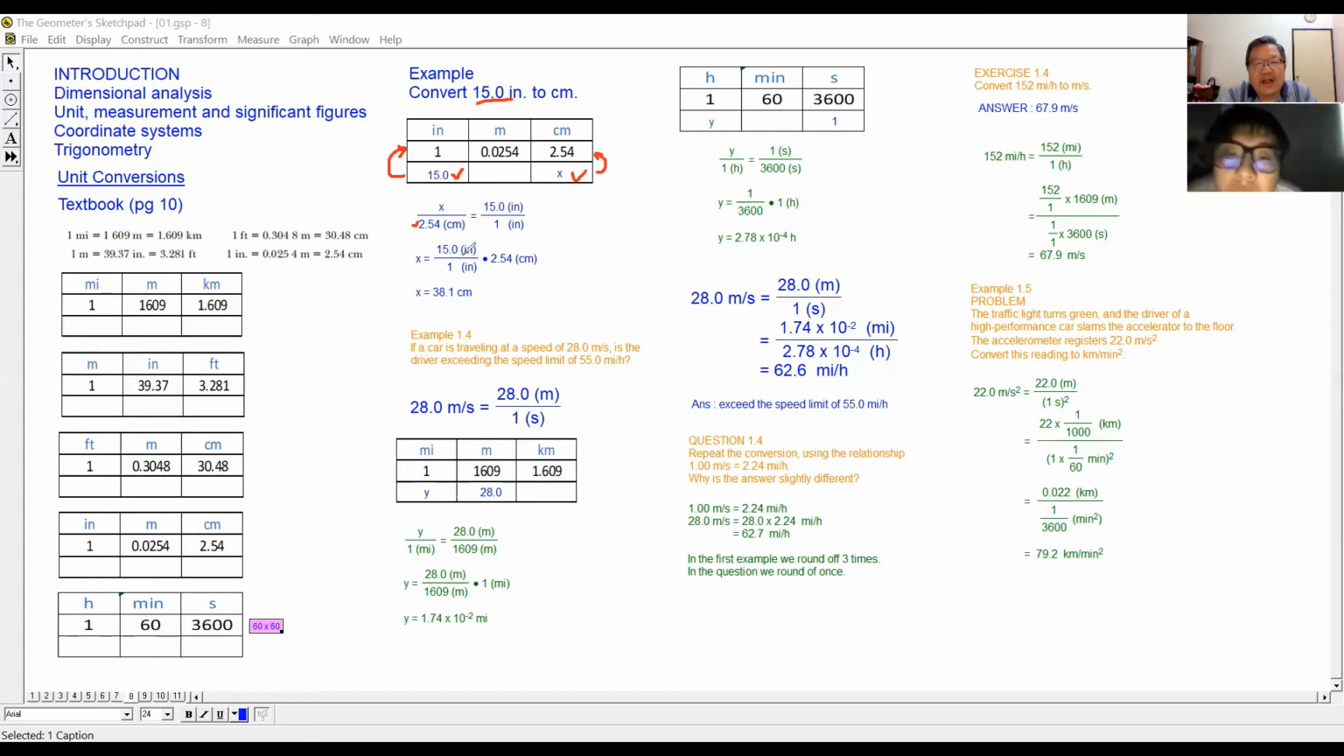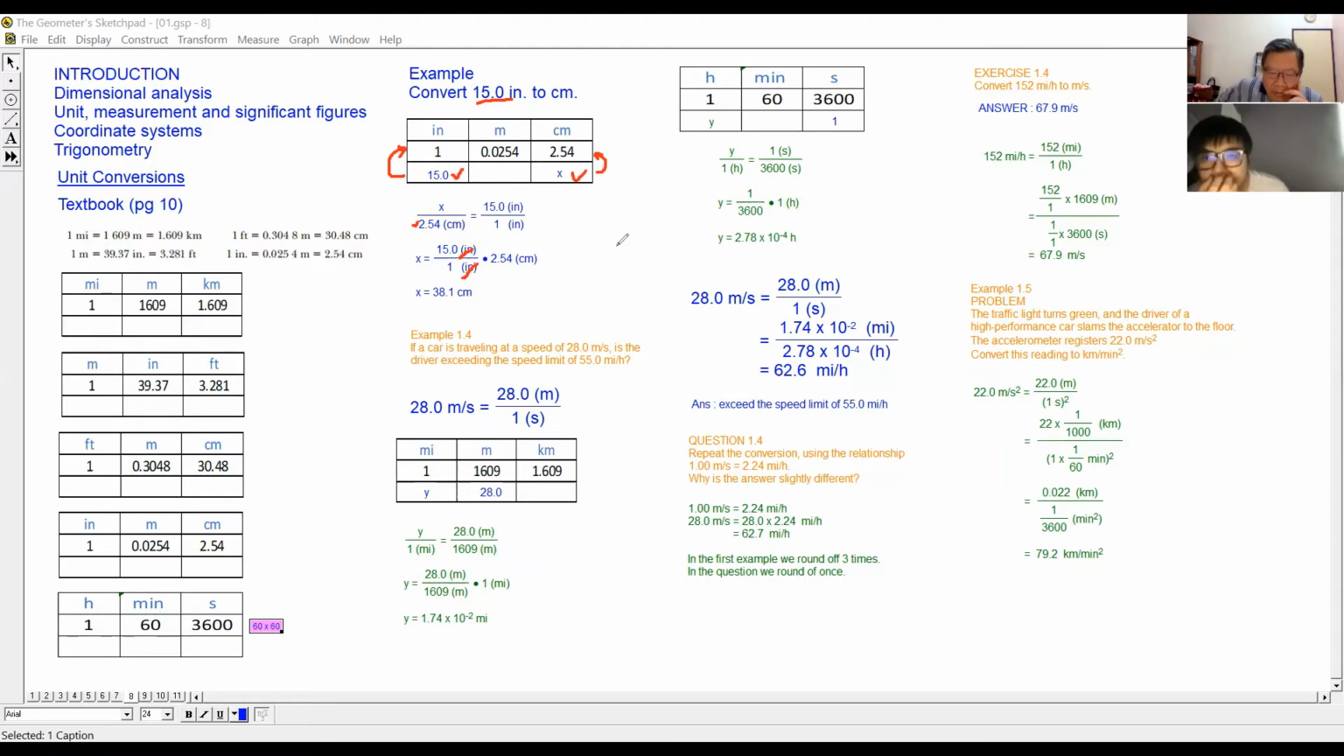Now the inch and inch will cancel off. So you have 15 times 2.54 divided by 1, and for the final answer, the unit is in centimeter, because the inch and inch will cancel off. So you get the answer in centimeter.